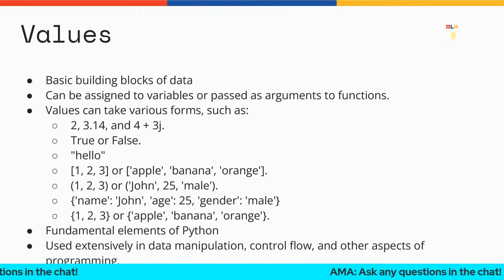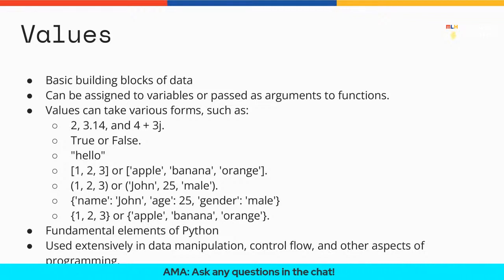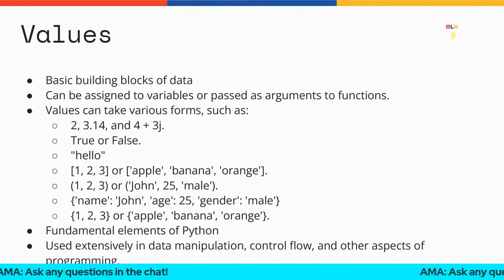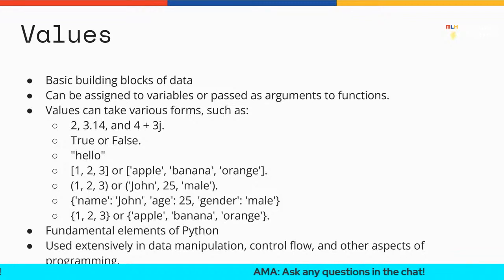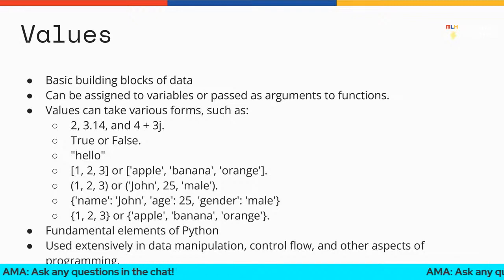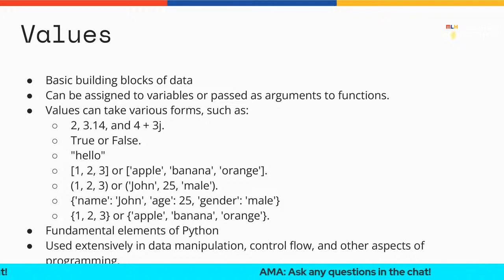So we talked about values, right? We talked a bit about value being the basic building blocks of data. Values are essentially just the actual data that fits each data type. It can be assigned to variables or passed along as arguments to functions. Values can take on various forms, like any of the data types we talked about before, and they are fundamental elements of Python.